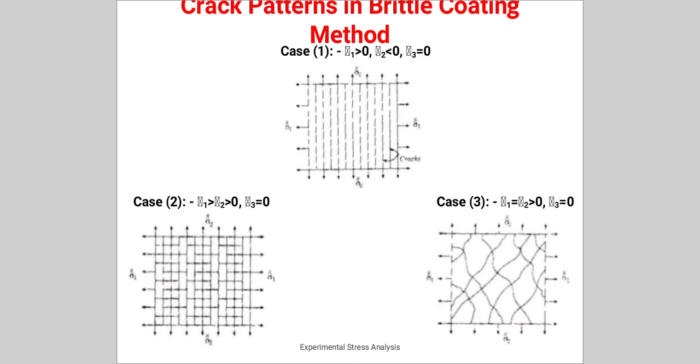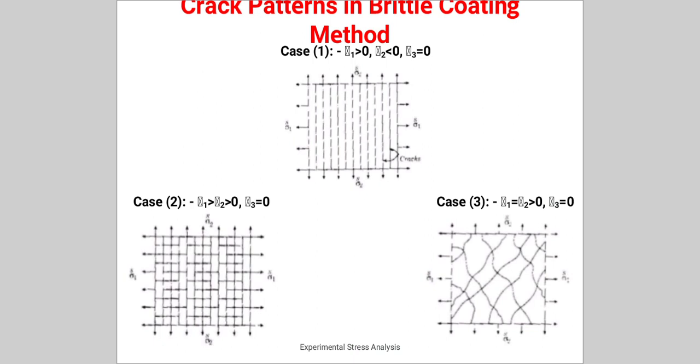That means the stresses are developed in both directions, in the direction of x and in the direction of y. In case number 1, only one stress is produced, that is sigma 1, so the stress level is low. In case number 2, stresses are produced in both directions, sigma 1 and sigma 2, so the stress level increases somewhat and becomes medium. But in case number 3, sigma 1 is equal to sigma 2, which is greater than or equal to 0. Again, sigma 3 is equal to 0.